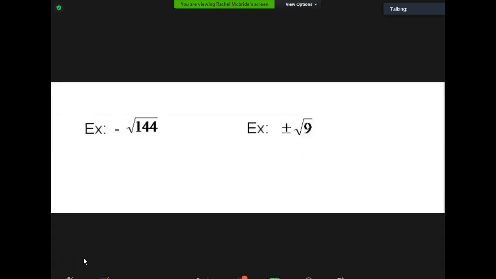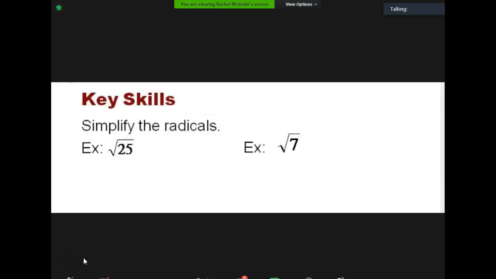Alright, so what we're going to do today is simplify using those two techniques. We have the square root of 25. 25 is actually a perfect square. Since 25 is really the same as 5 squared, the square and the square root cancel each other out, and the square root of 25 is 5.